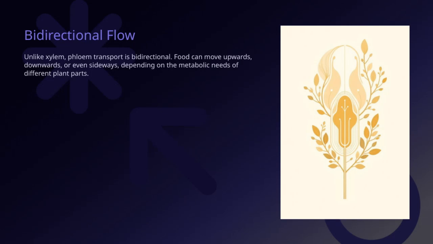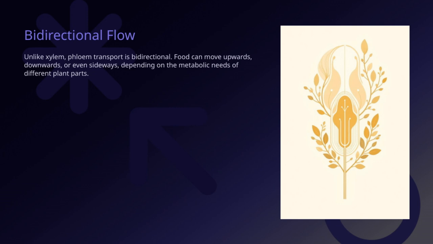Unlike xylem, which primarily moves water in one direction, phloem transport is actually bidirectional. This means that food, or the sugars and nutrients produced in the leaves, can move in multiple directions, upwards toward growing parts, downwards toward roots, or even sideways depending on what different parts of the plant need at any given time. This flexibility is crucial because it allows the plant to efficiently distribute its energy and resources wherever they are most needed, supporting growth, storage, and overall health.